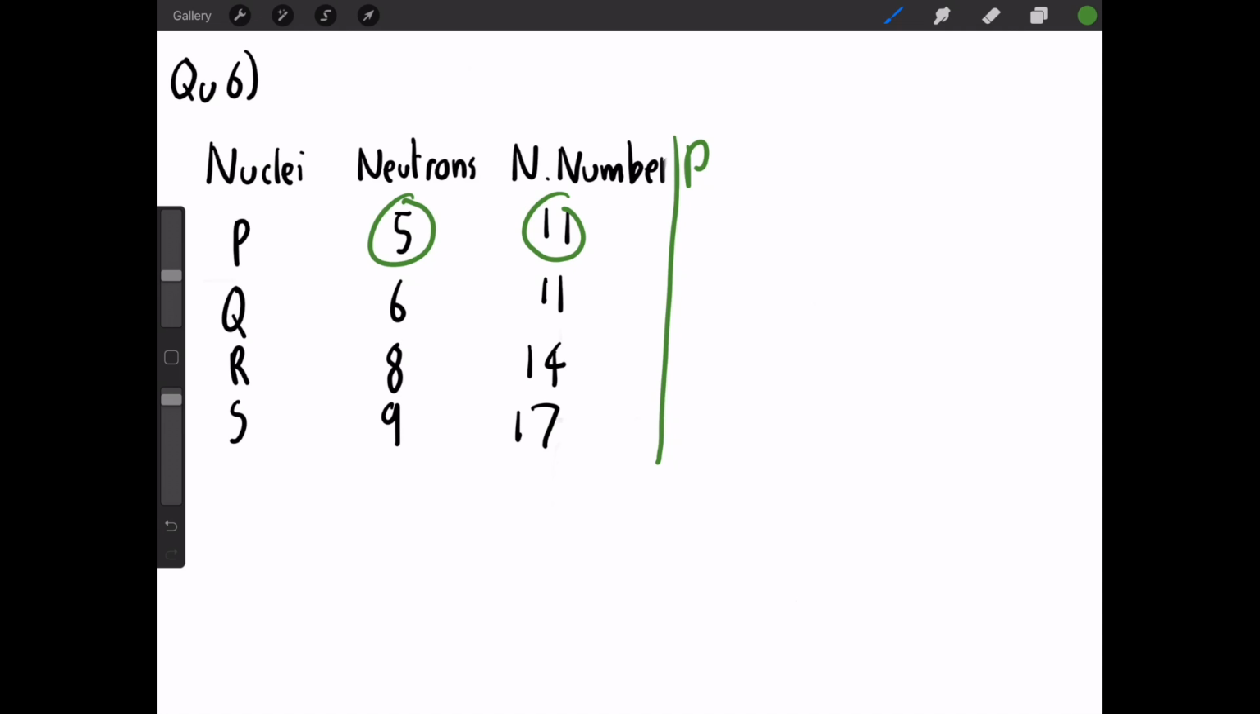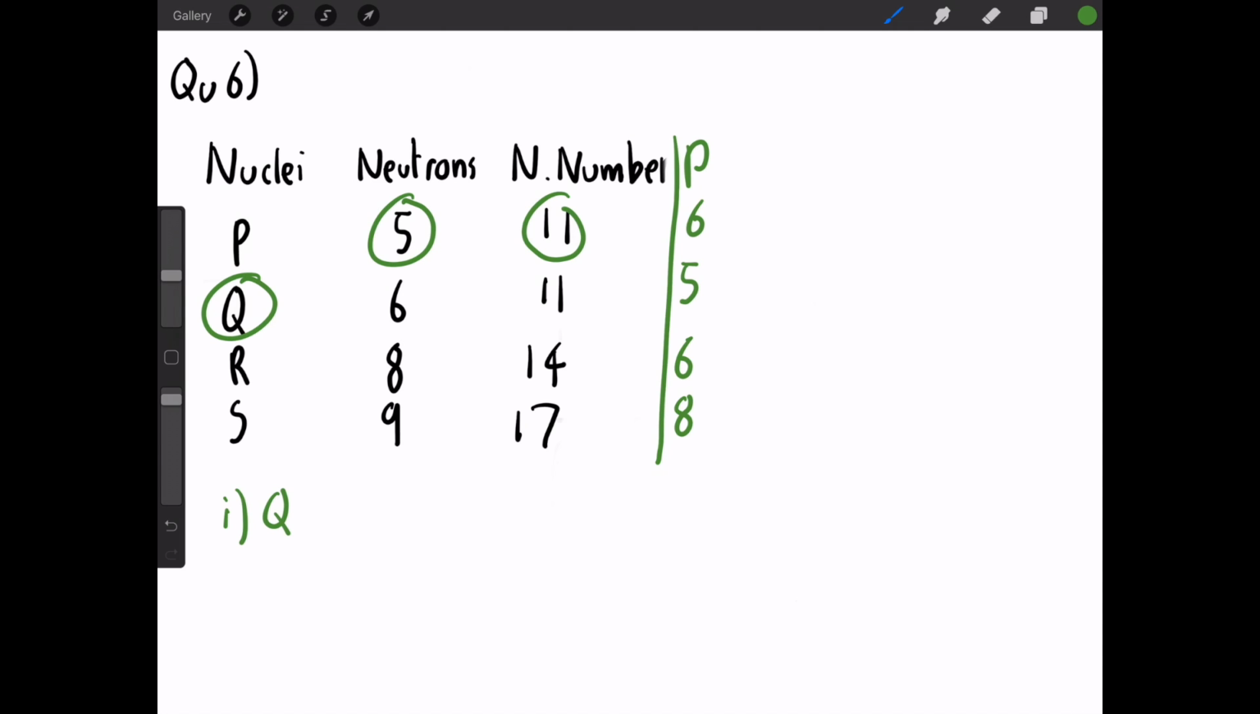neutrons. So 11 minus 5 in this case, that's going to give us 6. And if you do the same for the others, that's going to give us 5, 6 and 8. So this makes the next question quite easy. Which nucleus contains the fewest protons? It is, of course, nucleus Q with 5 protons.